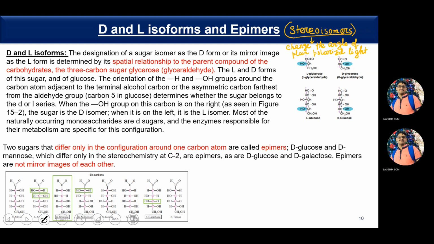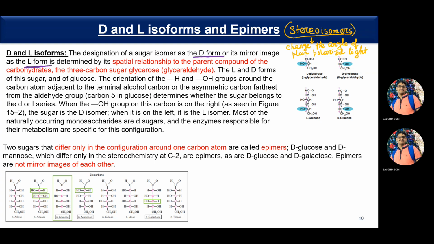Now there are different kinds of stereoisomers, but we are mainly interested in these D and L isoforms. Now how do you differentiate between D and L isoform and other stereoisomers? The D form of the sugar has a mirror image, the L form. Now how is it determined? If you think of a sugar like glucose, it has multiple chiral carbons, right? Most of its carbons are chiral. For example, this carbon is chiral, this carbon is also chiral, this is also chiral, this is also chiral.